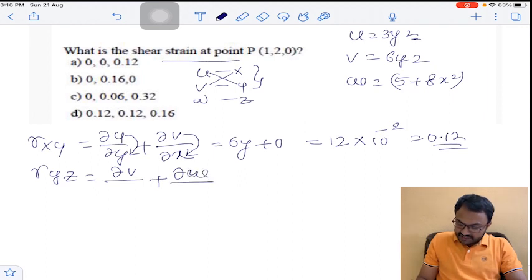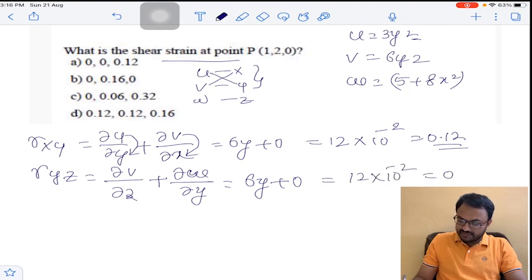Similarly, gamma yz is equal to dou v by dou z plus dou w by dou y. W has to be differentiated with respect to y, and v has to be differentiated with respect to z. That is, dou v by dou z, you will get 6y. Dou w by dou y, you will get 0. Again it is 12 into 10 power minus 2, that is equal to 0.12.